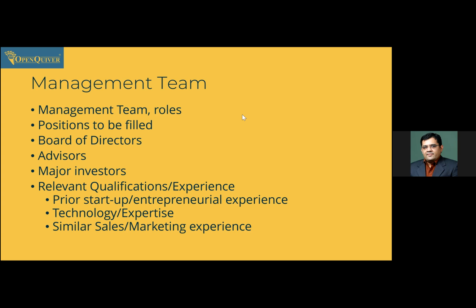And here you can also talk about some of the positions that you want to be filled. It could be that you're looking for a CTO because you want the technology to be upgraded. That can be stated as something to be filled, and that will flow into your point about why your costs are going to go up or why you're raising funds to meet that particular cost. Then talk about your board of directors, advisors, and major investors. The point about mentioning any of them is to highlight their relevant qualifications or experience.